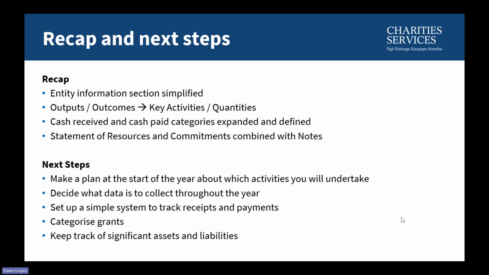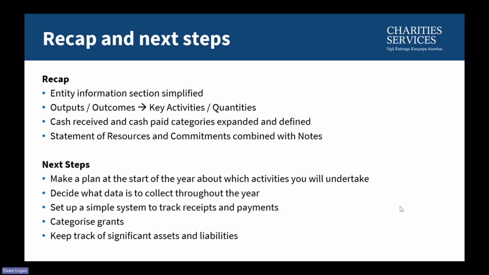That was a quick overview of the changes to the performance report under the Tier 4 not-for-profit standard. To recap, the standard is simplified, shorter, and easier to complete. The entity information section has been simplified. The statement of service performance has changed from outputs and outcomes to key activities and quantities. The categories of cash received and cash paid have been expanded and are better defined. And the statement of resources and commitments has been combined with the accounting policies and notes section.